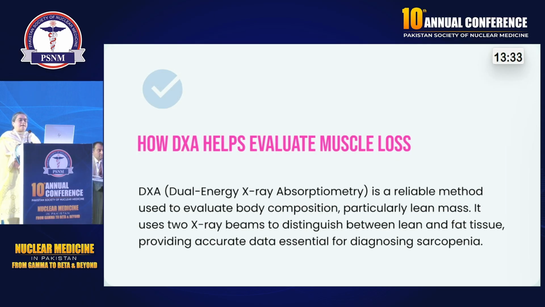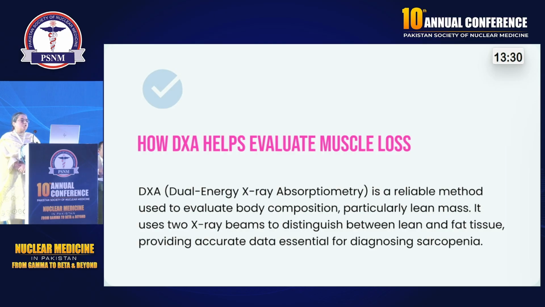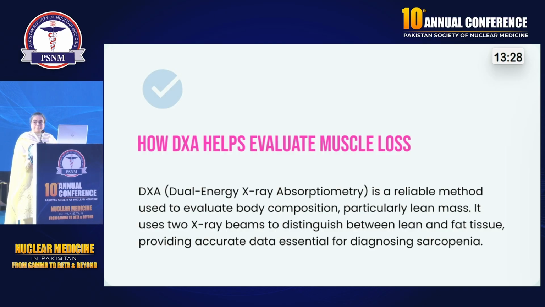How can DEXA help in determining muscle loss? Dual energy X-ray absorptiometry is reliable and is the gold standard for evaluating muscle mass in the process of body composition, particularly the lean mass assessment. It uses two X-ray beams. We know it already: it has a low energy and a higher energy, from 100 to 140 keV. Muscle mass is denser, so absorption is different for lean mass as compared to fat mass.